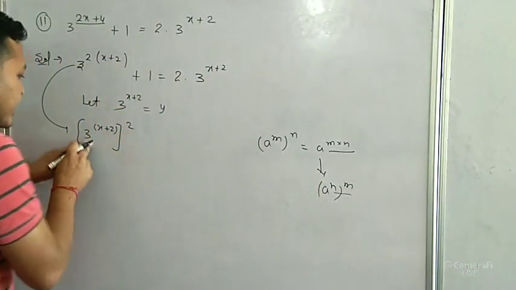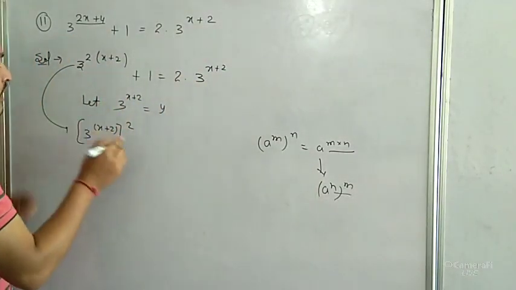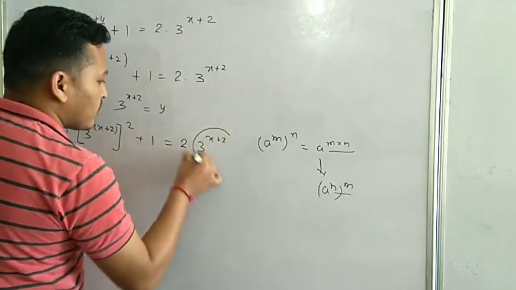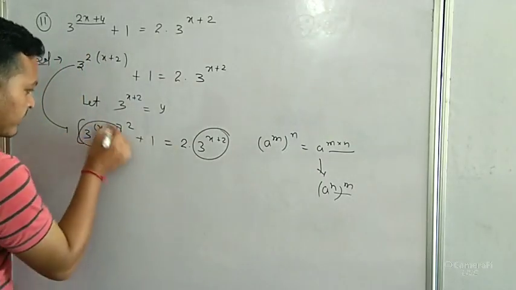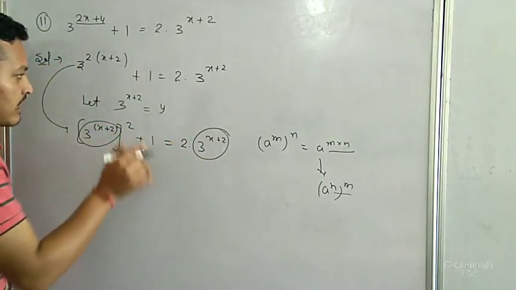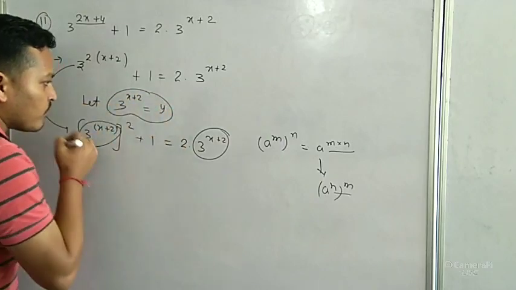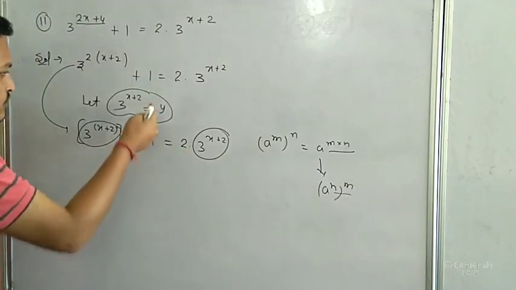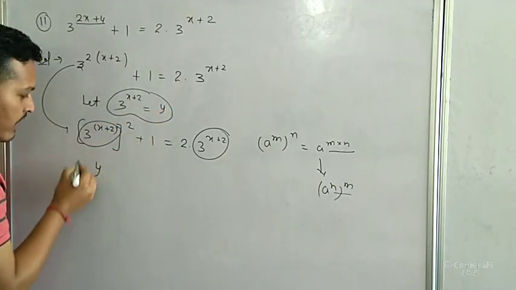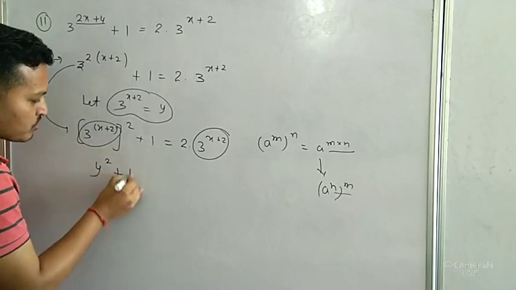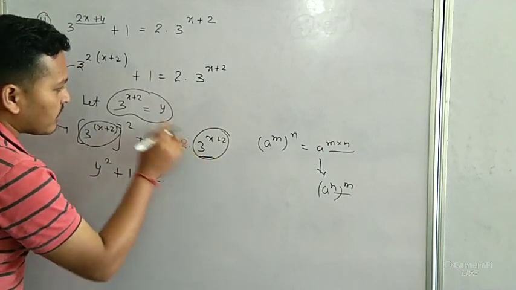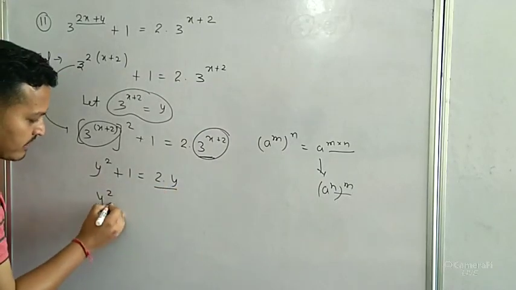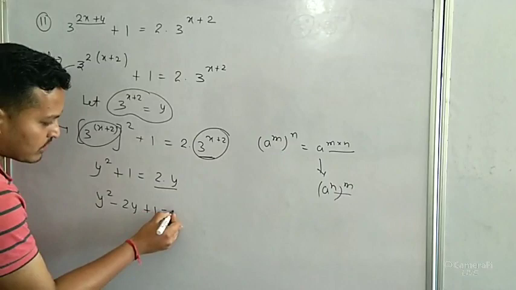Similarly, I am using here 3 to the power x plus 2 whole square, and plus 1 is equal to 2 into 3 to the power x plus 2, and this 3 to the power x plus 2 and that 3 to the power x plus 2 are the same. Okay, so let 3 to the power x plus 2 be equal to y. This would not be solvable as it is, so I am reducing the equation. So 3 to the power x plus 2 is y, then y square plus 1 is equal to 2y. Then we can write y square, taking this part to the left hand side, minus 2y plus 1 is equal to 0.